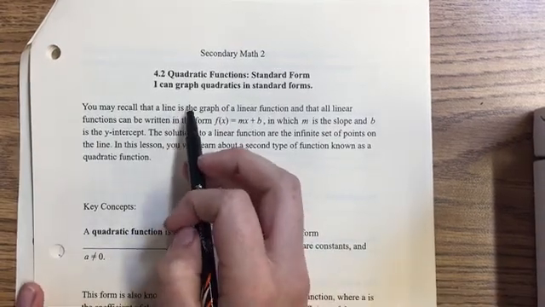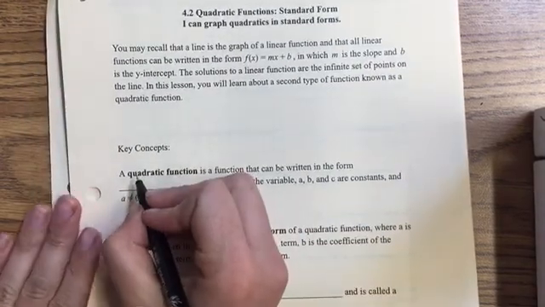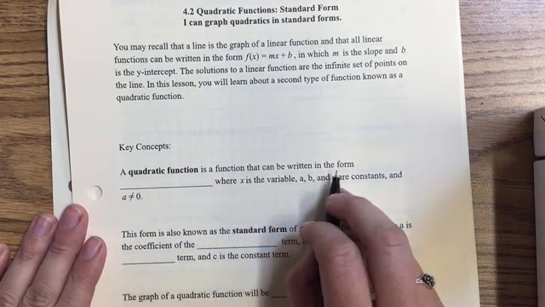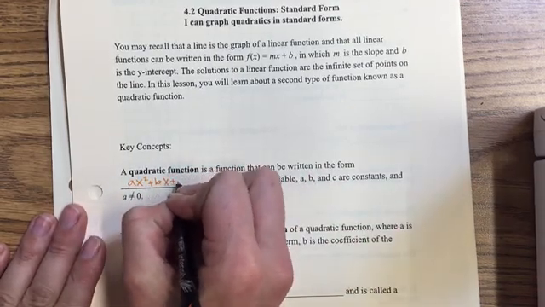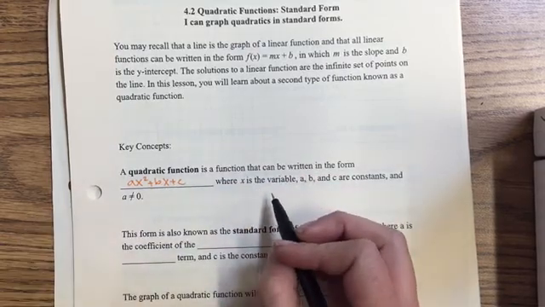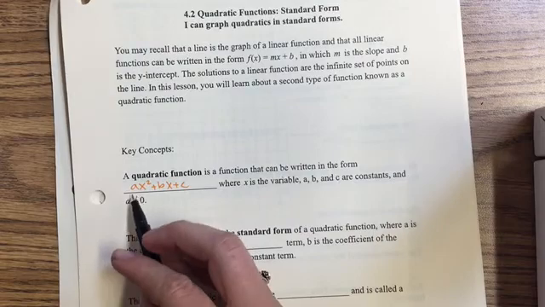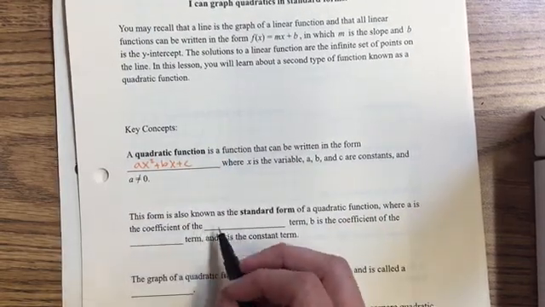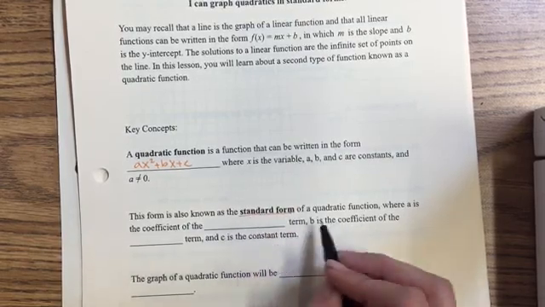In these notes, we are going to be able to graph quadratics in standard form. Our first vocabulary word: a quadratic function is a function that can be written in the form ax squared plus bx plus c, where x is the variable, a, b, and c are constants, and a cannot be 0, so it has to have the x squared. This form is also known as the standard form, which we're going to be working with today.